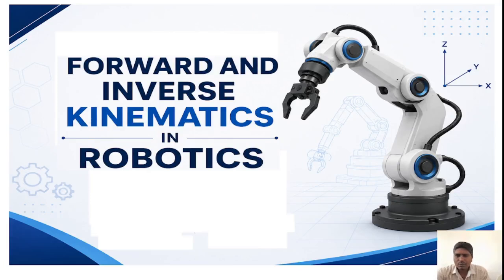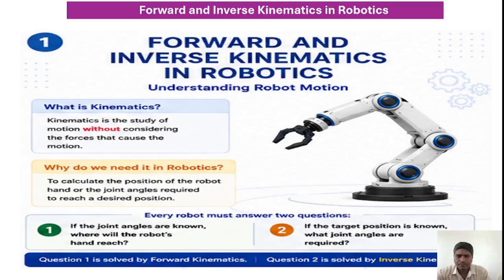To control these movements accurately, every robot must solve two important questions. The first one is, if the joint angles are known, where will the robot hand reach? The second question is, if the target position is known, what joint angles are required? These two questions are answered by forward and inverse kinematics. So let us understand them with neat diagrams.